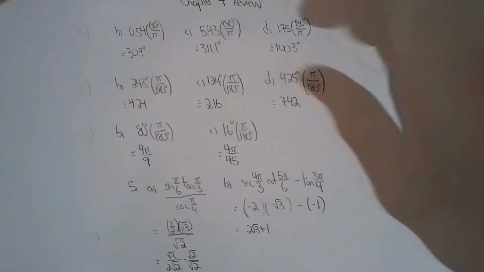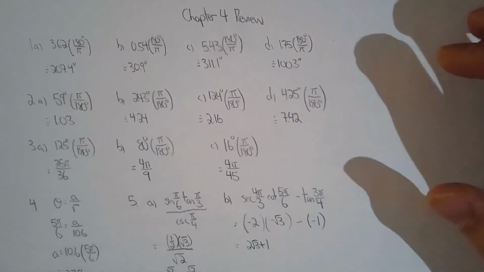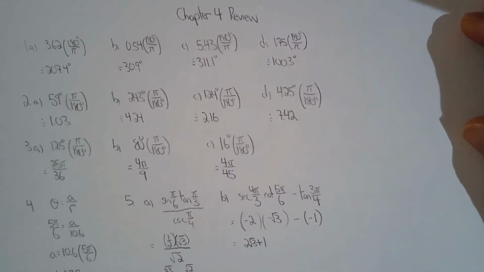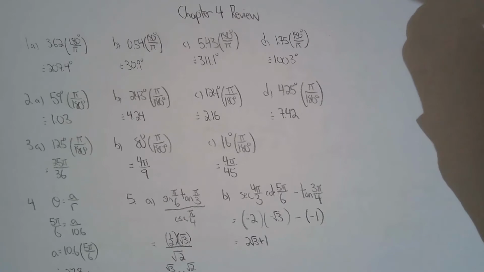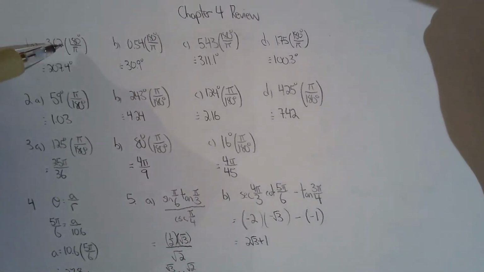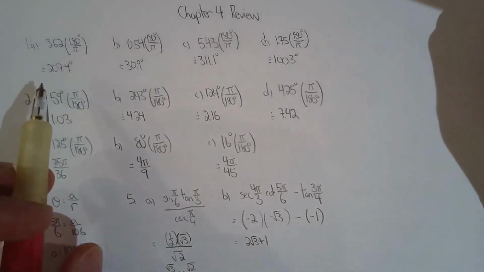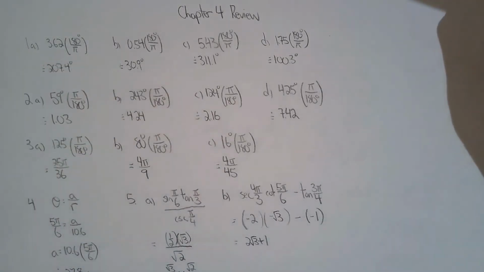Okay, so question 1 is just a simple conversion. They gave you the angles in radians and they asked you to convert them into degrees. As long as you know that pi radians is 180 degrees, you're pretty solid for this question. I won't go over each one, and they said round it to 1 decimal place, no problem.